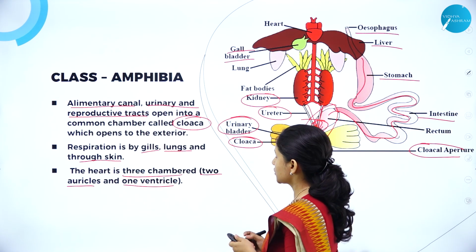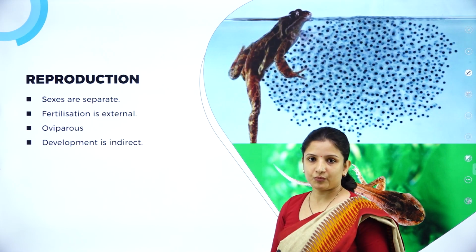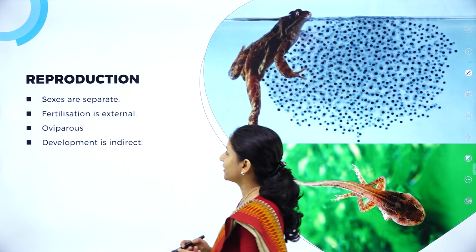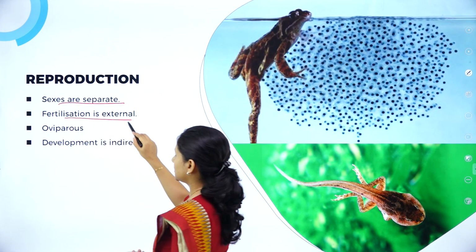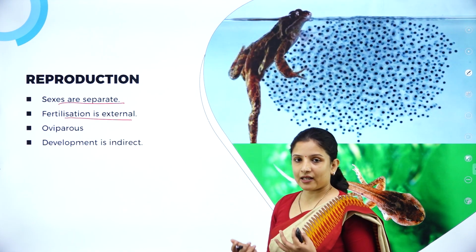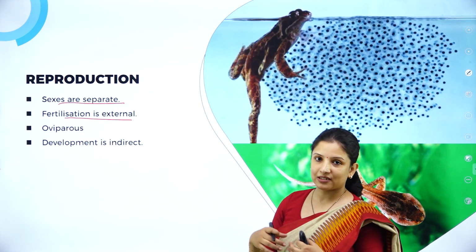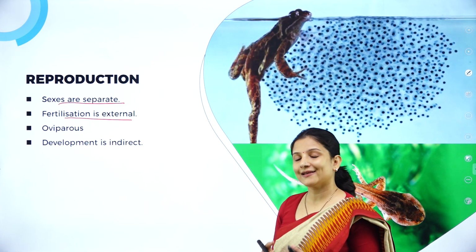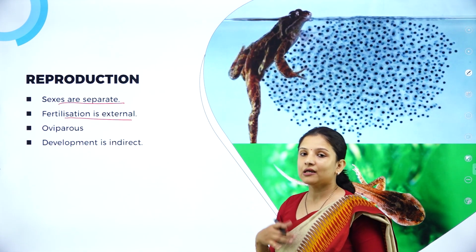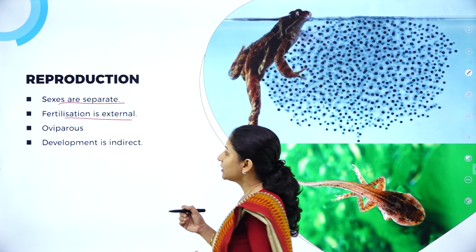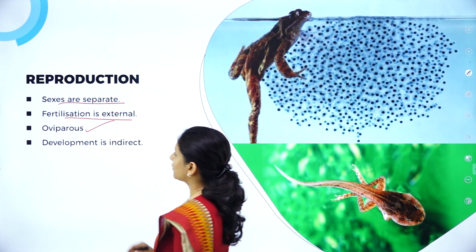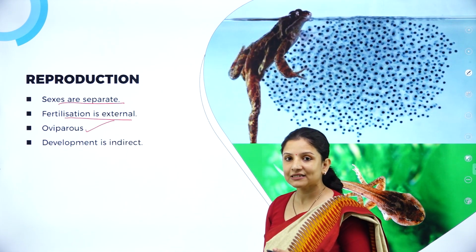So it is three-chambered. Next, talking about reproduction, here they are dioecious, wherein the sexes are separate and fertilization is external. That is, they lay the egg and then the sperm meets the egg outside the body of the organism in the water, and then the egg hatches after fertilization. So therefore fertilization is external. They are usually egg laying, therefore they are oviparous, and development is indirect.